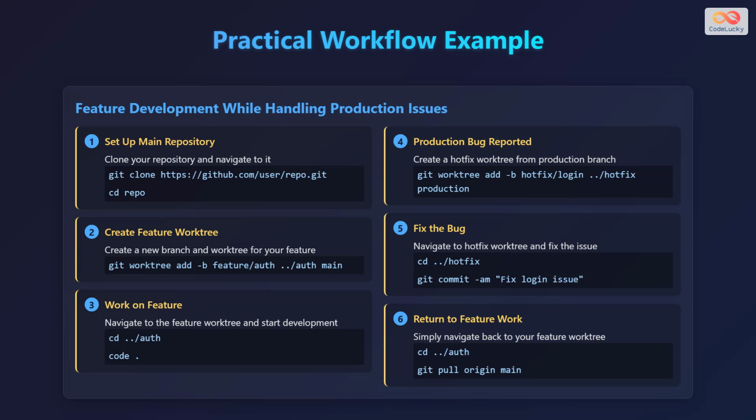Now, suppose a production bug is reported. Fourth, create a hotfix worktree from the production branch using the command git worktree add -b hotfix/login ../hotfix production. Fifth, navigate to the hotfix worktree, fix the bug, and commit the changes. Sixth, return to your feature work by simply navigating back to your feature worktree and continue where you left off.